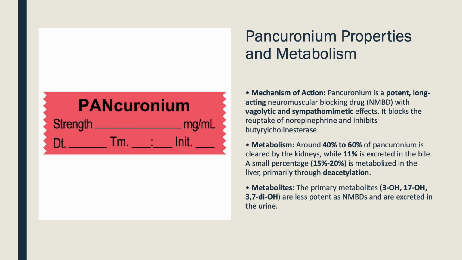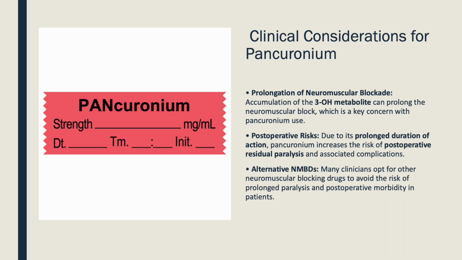As far as metabolism goes, 40 to 60% is cleared by the kidneys, 11% in the bile, and 20% undergoes metabolism by the liver, and its metabolites are less potent and are eliminated in the urine, okay? Rarely used, but if you're going to use it, big cases. One key concern for pancuronium is the prolongation of neuromuscular blockade, especially the accumulation of that 3-OH metabolite. This can lead to extended muscle paralysis and can pose a risk to patients after surgical procedures. You have to be vigilant about it if you're going to be using pancuronium.